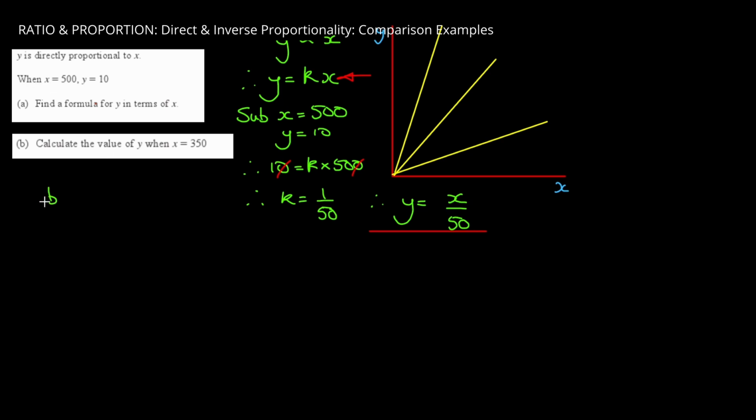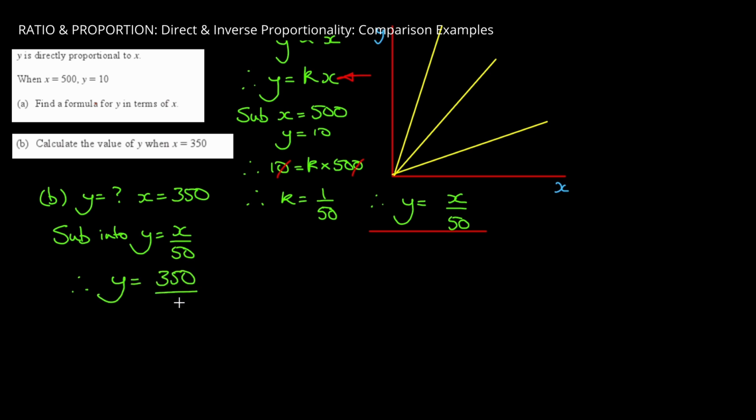So now in part B, we need to find the value of y when x is equal to 350. Well, now we can use our equation and sub those values into y is equal to x over 50. And we get y is equal to 350 divided by 50, and we get the answer of 9. And that is your answer, and you've just got 4 marks.